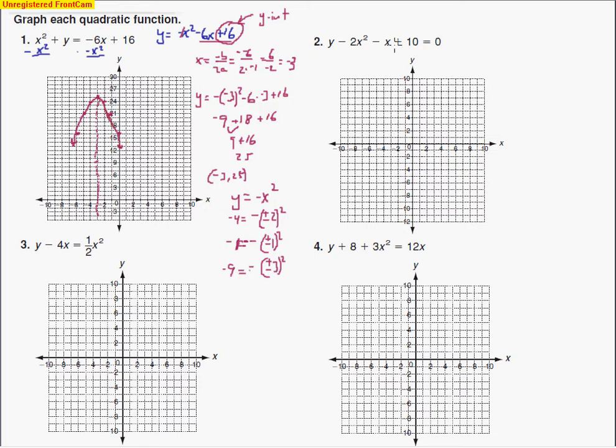Let's take a look at the next one. This one's not quite set up for us. We need to get these terms over to the other side. So I'm going to go ahead and move everything over. When you move things over, all they do is switch signs. So you have to add the 2x, you have to add the x, you have to subtract the 10. So you do the same thing over here, and you've got your equation. Y equals 2x squared plus x minus 10.